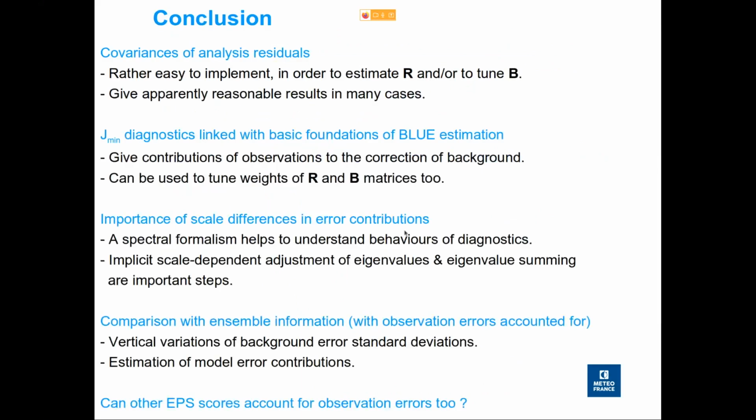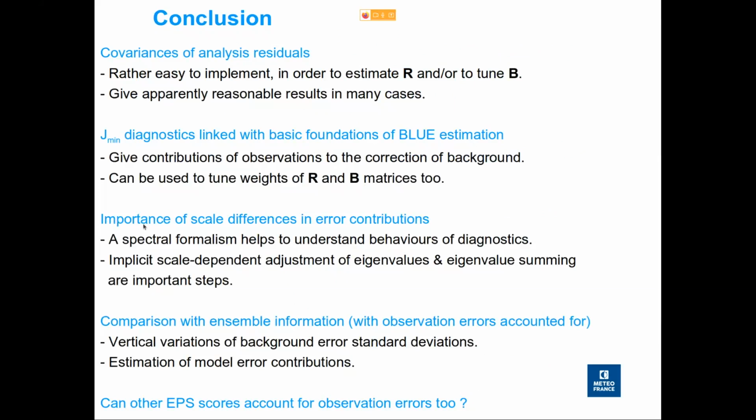So, conclusions. The covariance of analysis residuals are rather easy to implement in order to estimate R or to tune B. They give apparently reasonable results in many cases. The J-mean diagnostics are linked with basic foundations of BLUE estimation, and they can be used to tune the weights of R and B matrices too.